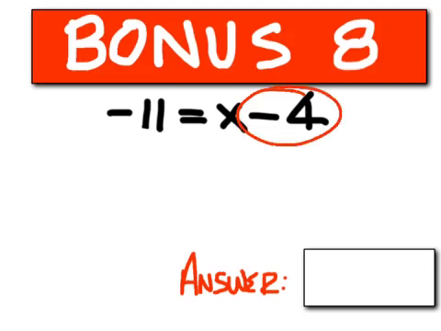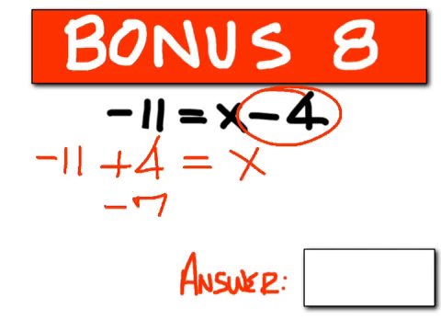You have to move this minus 4 over to the left, make it plus 4. And when you do that, you're left with a negative 7.